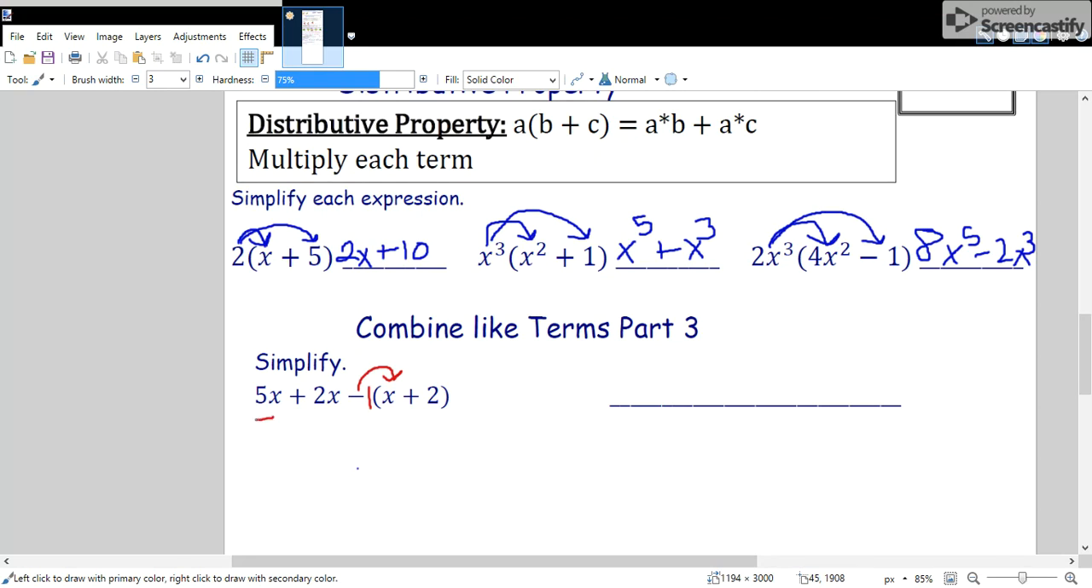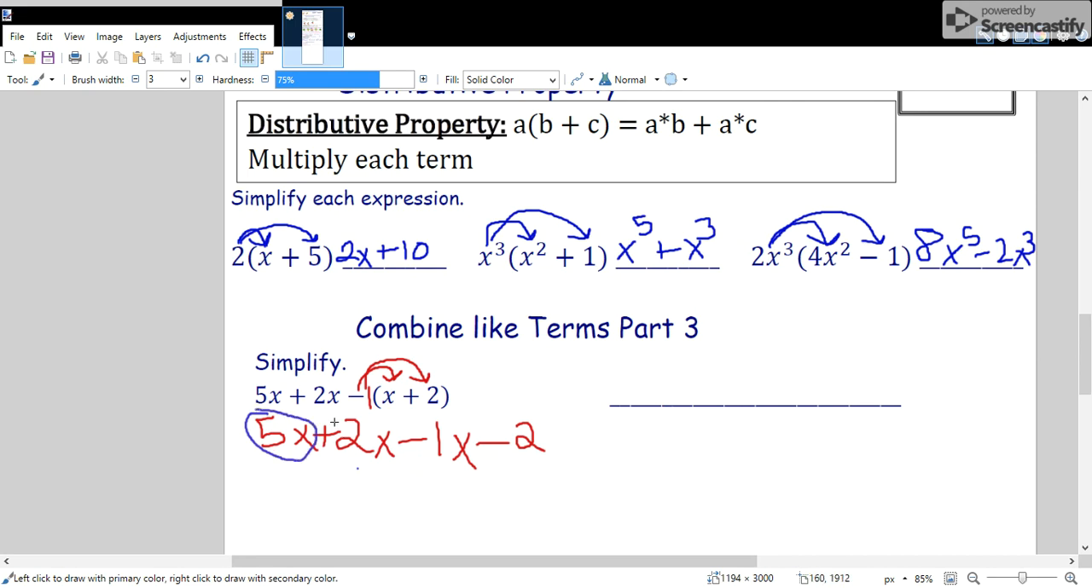So let's carry down the 5x and the plus 2x. And after we distribute, negative 1 times x is a minus 1x. Let's distribute the negative 1 to 2. Negative 1 times positive 2 is a negative 2. Okay, from here, let's combine like terms. Is there any x squareds? No x squared, so let's go over to x.